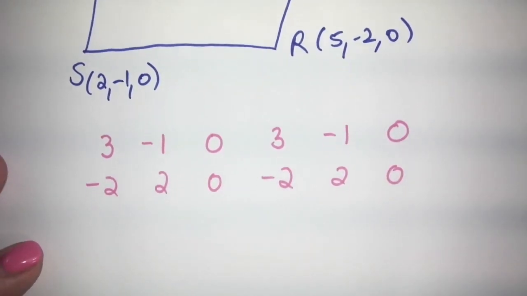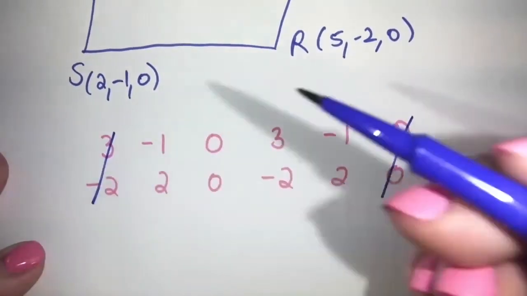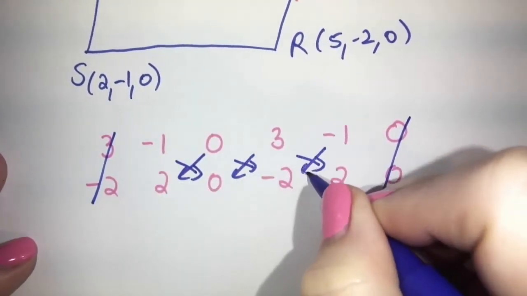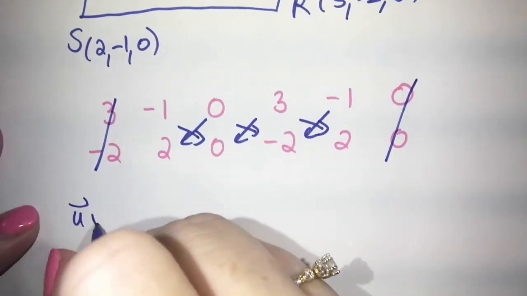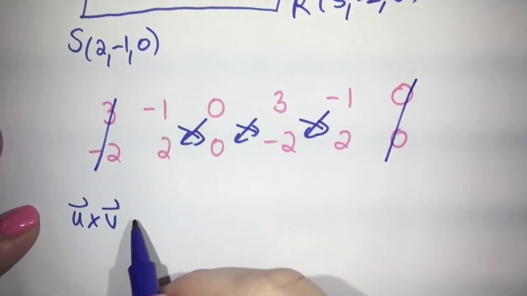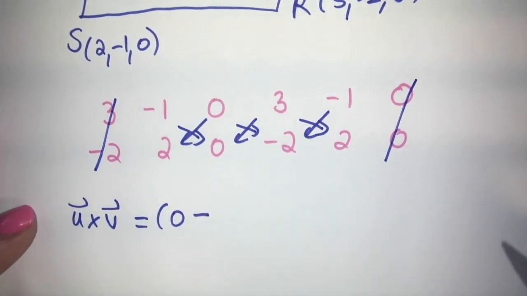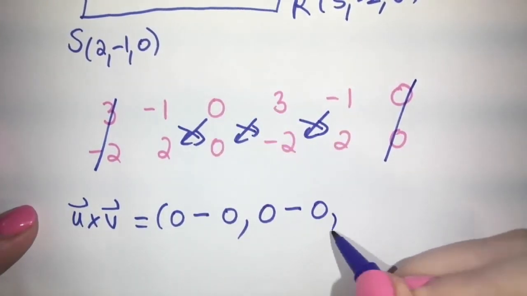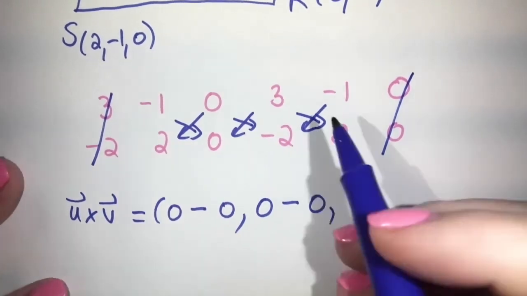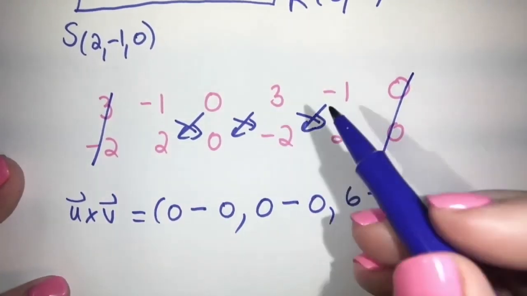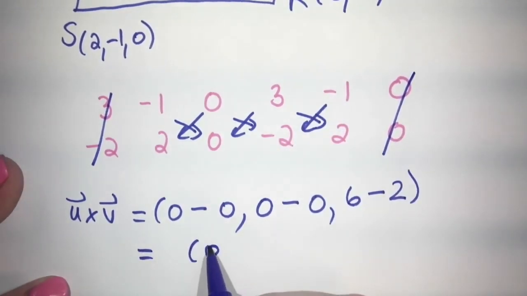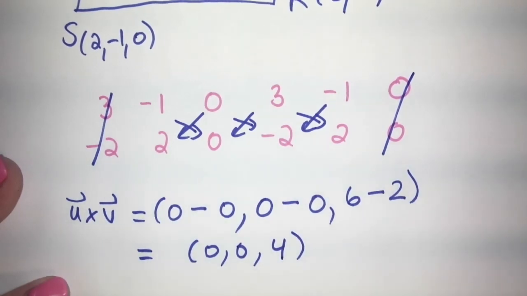And remember, when we do cross product, we cross out each end. And then we're multiplying down and right, minus multiplying down and left. So U cross V here is going to be -1 times 0 is 0, minus from the formula, 0 times 2 is 0. In the middle, 0 times -2 is 0, minus 3 times 0 is 0 again. It's a bit of a strange answer. And 3 times 2 is 6, minus from the formula, -1 times -2 is +2. And so our cross product gives us 0, 0, and 4.